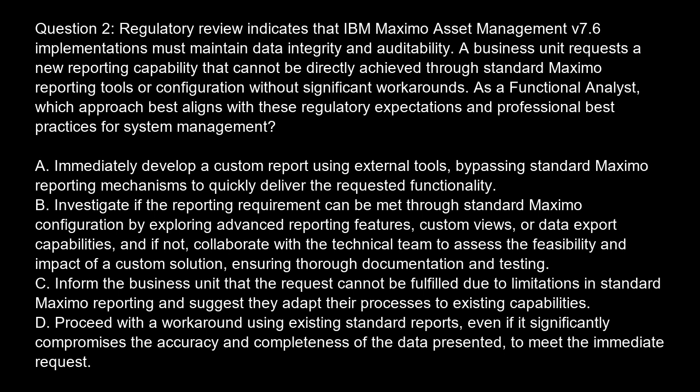Option C. Inform the business unit that the request cannot be fulfilled due to limitations in standard Maximo reporting, and suggest they adapt their processes to existing capabilities. Option D. Proceed with a workaround using existing standard reports, even if it significantly compromises the accuracy and completeness of the data presented, to meet the immediate request.